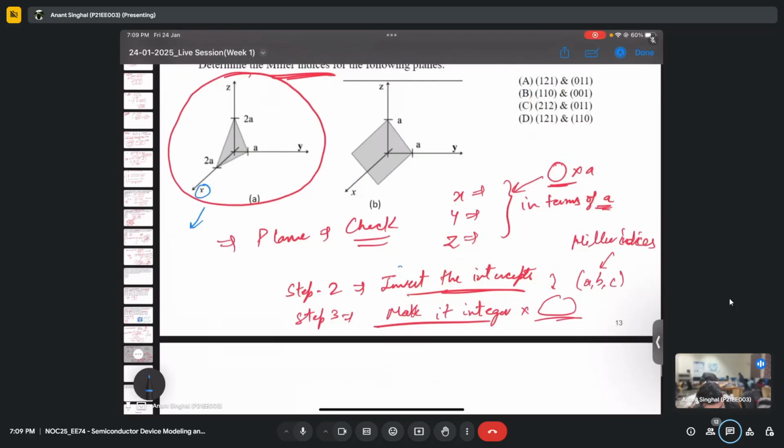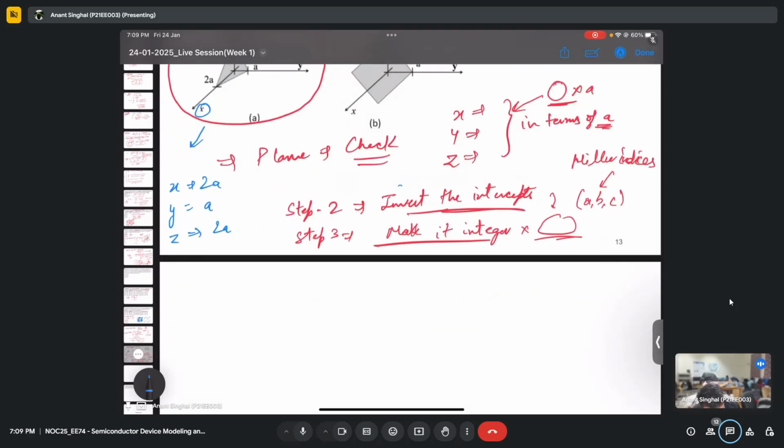So let's see for this example only. For the x coordinate, we have 2a. For y, we have a. For z, we have 2a. So initially we'll write 2, comma 1, comma 2, in units of a. So this is step 1. Step 2 is invert. So it will be 1 by 2, 1 and 1 by 2.